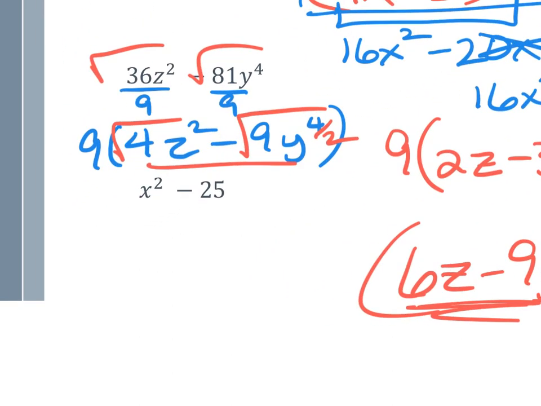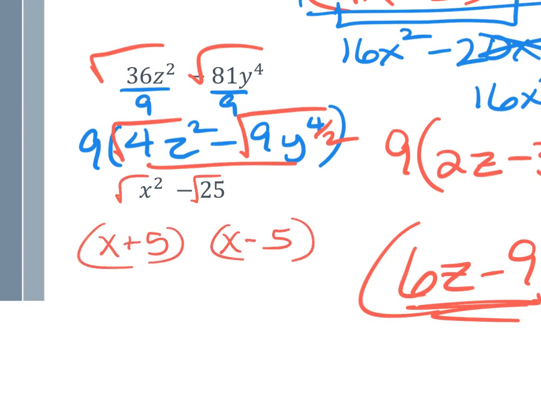All right, next one. Is x squared and 25 both perfect squares? Yes, they are. So the square root of x squared is x, square root of 25 is 5, and then one gets a plus sign, one gets a minus sign. I can't factor any further, so I'm finished. Again, if you have time, FOIL it. Make sure it goes back.